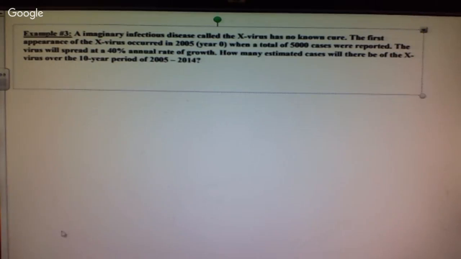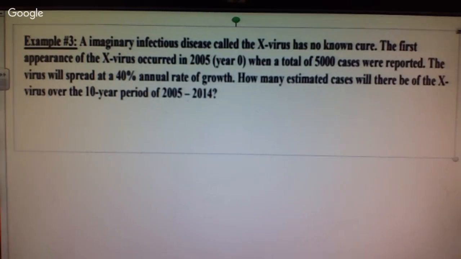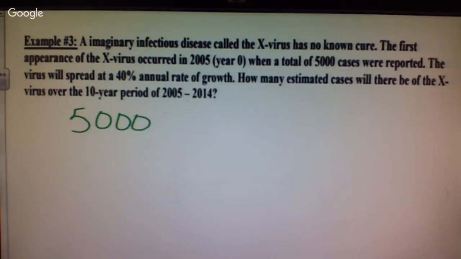So Tom Pat, we got an imaginary infectious disease called the X virus, and there's no known cure. The first appearance of the X virus occurred in 2005, which is year 0, when a total of 5,000 cases were reported. The virus will spread at a 40% annual rate of growth. So plus 40, 100 plus 40. How many estimated cases will there be of the X virus over the 10-year period? So, what's my initial amount, Tom Pat? What number do I start with? How many cases do they say? 5,000. You got it.